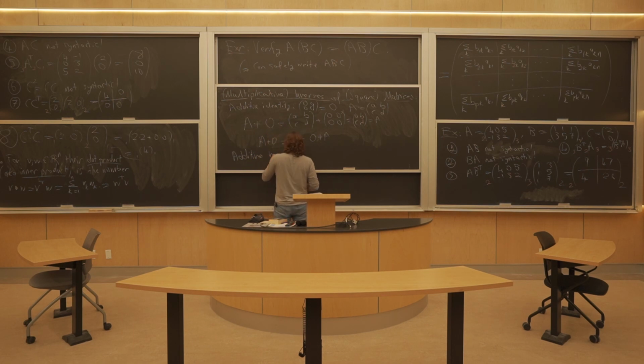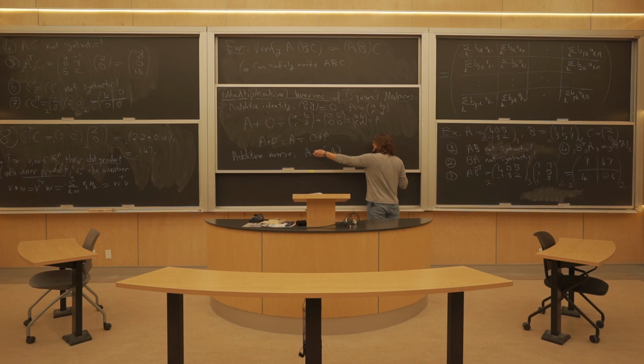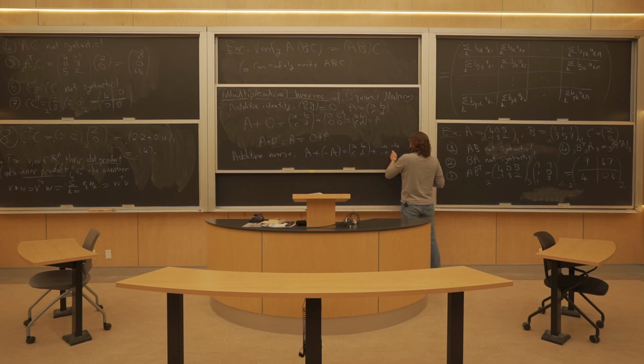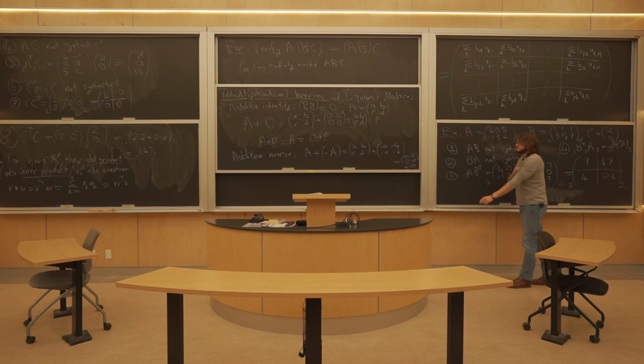Additive inverse, well, it's just going to be minus a, right? I just put a minus in front of each and every single entry of a, and if I add it to a, I'm going to get 0, the identity. So this is a, b, c, d plus minus a, minus b, minus c, minus d. And then once I consolidate, I get 0, 0, 0, 0, which is 0. 0 the matrix. Okay?